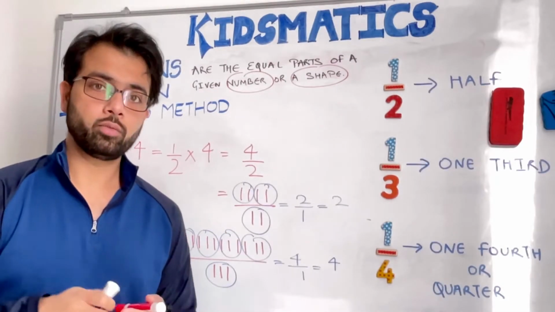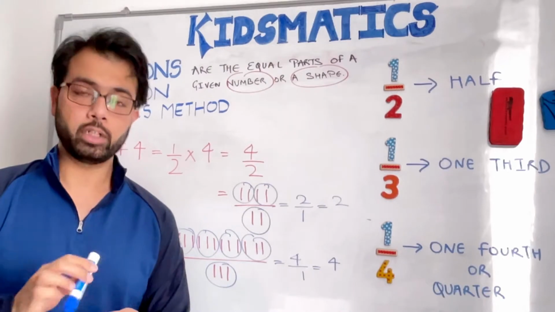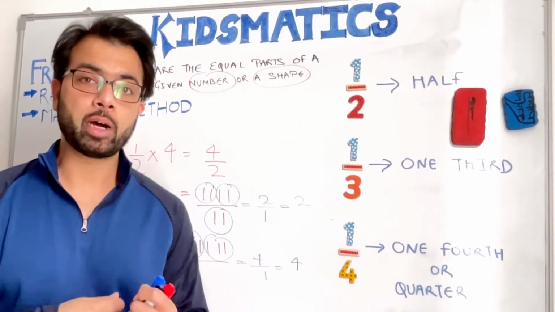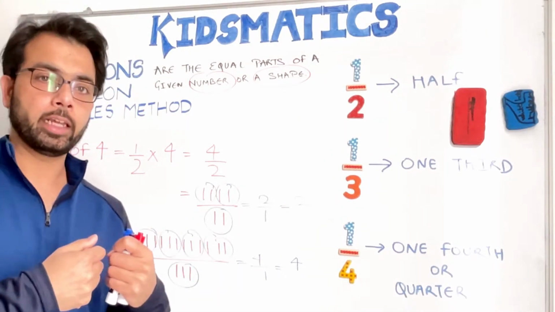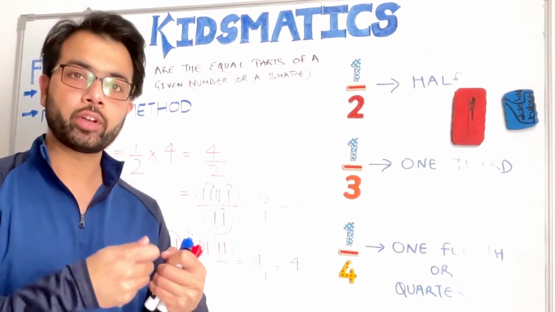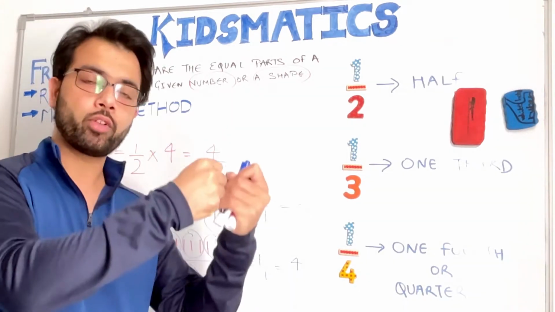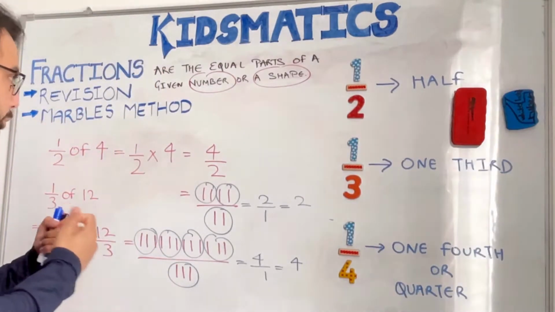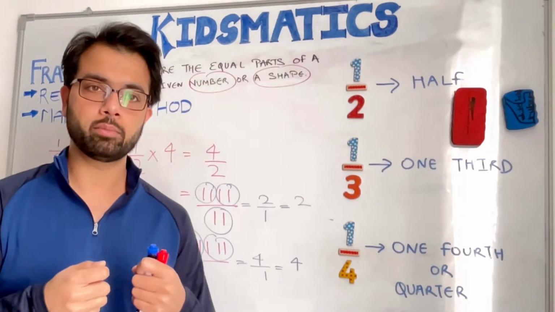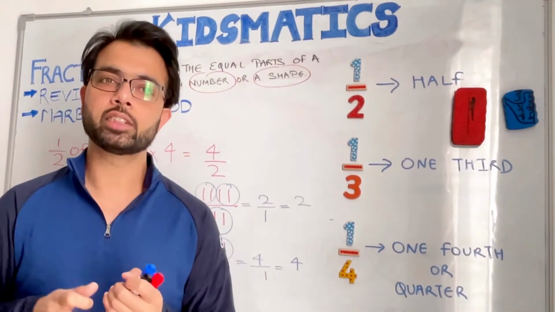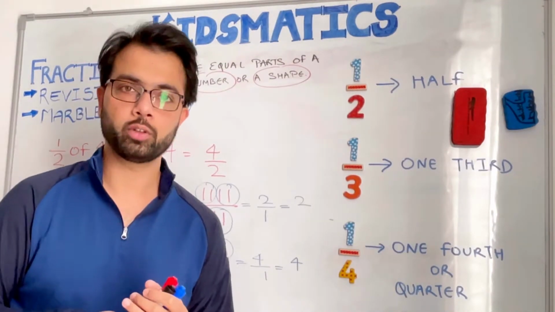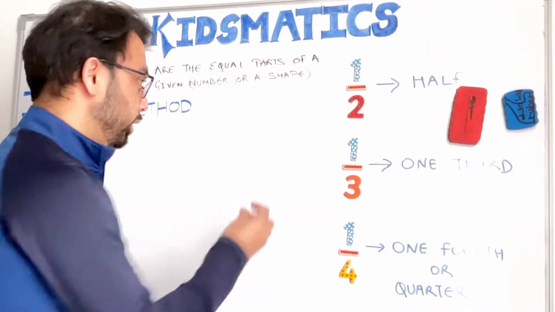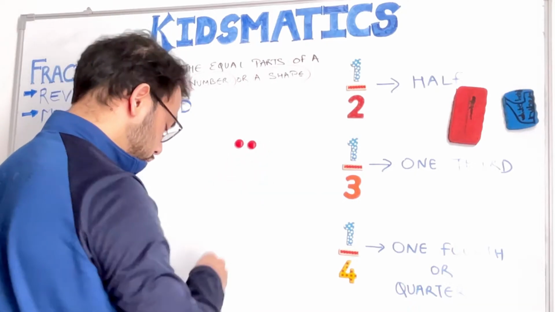Now we're going to learn fractions again, but with another method, which is the marbles method. For the marbles method, I'm going to explain now how we can find the fraction of a given number, or the equal part of a given number, by the marbles method. Let me first explain, and then once I'm done with the explanation, I'll let Harshwar do a few sums for you, okay? So let's do it. Okay, I got a few marbles with me, so let me just put them here for now.